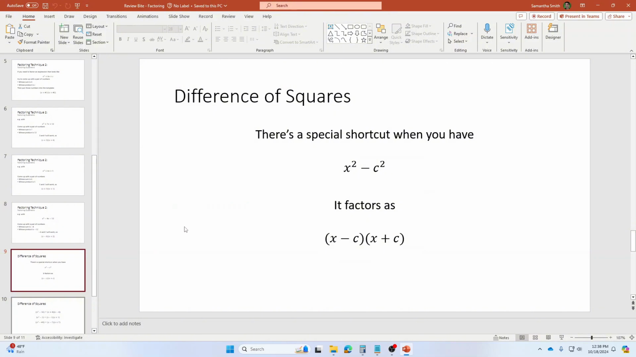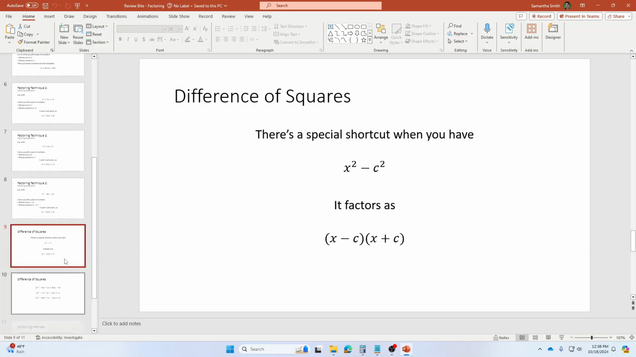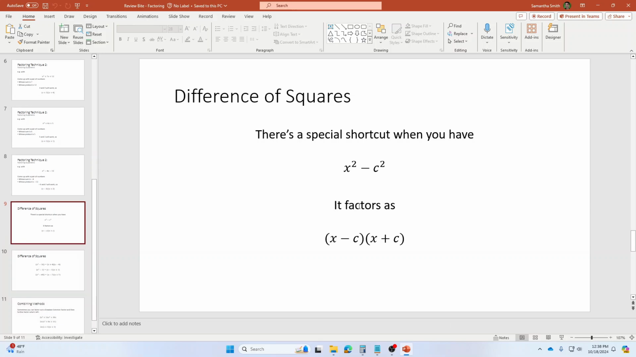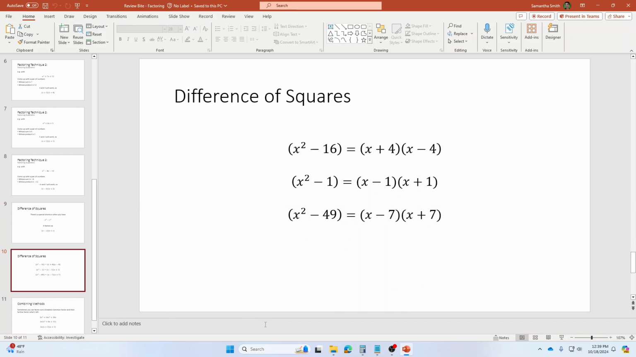Now, there is a special case when you're dealing with a quadratic expression that looks specifically like this: x squared minus a number squared. This is called a difference of squares. In this case, you're welcome to use the shortcut formula that this factors as x minus c times x plus c. So to show you examples of what I mean, if you were asked to factor x squared minus 16, which is x squared minus 4 squared, then that would be equal to x plus 4 times x minus 4.